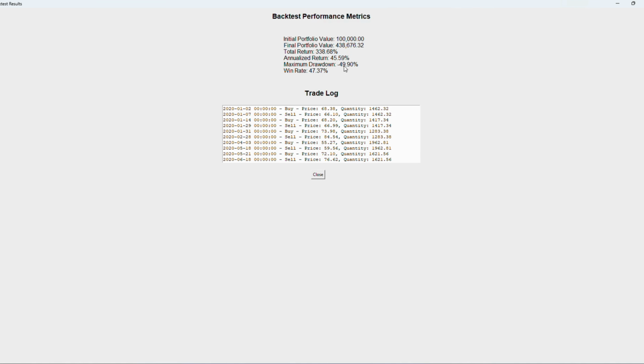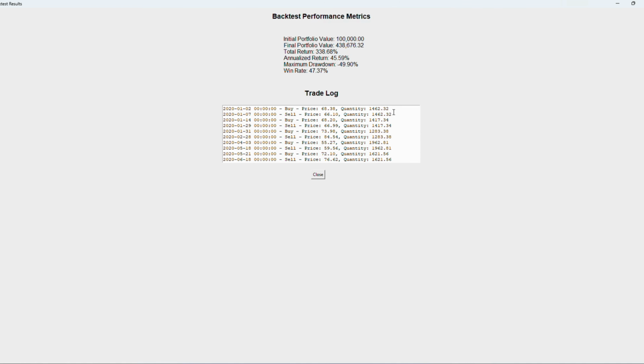This highlights the importance of managing risk and having a strong mindset during volatile periods. The win rate is around 47.37%. That means just under half of all trades were profitable, but thanks to strong risk-reward ratios or trend capturing, the overall return still came out on top. Moving on to the trade log, we see sample trade activity.